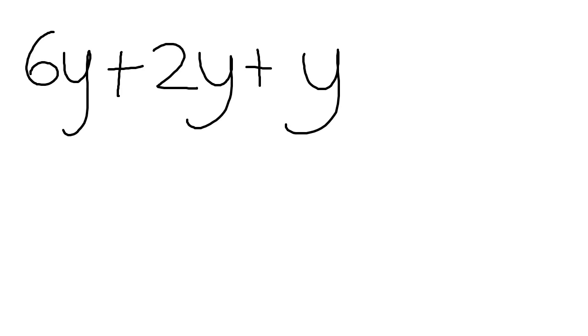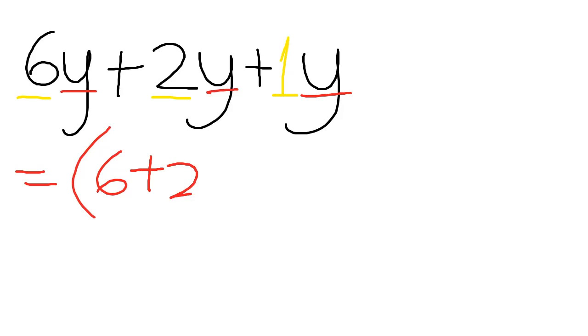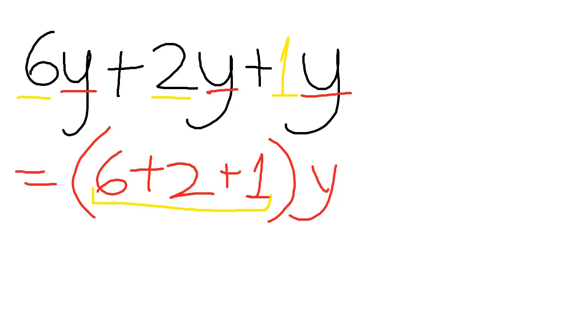Here's another question. So we have our like term, which is y. If we add our coefficients for understanding, this is basically what it means: 6 plus 2 plus 1 multiplied by y. You don't have to write this down, but you can just do it straight away. So if we add our coefficients, we will have 6 plus 2, 8 plus 1, 9, and then our variable, y.